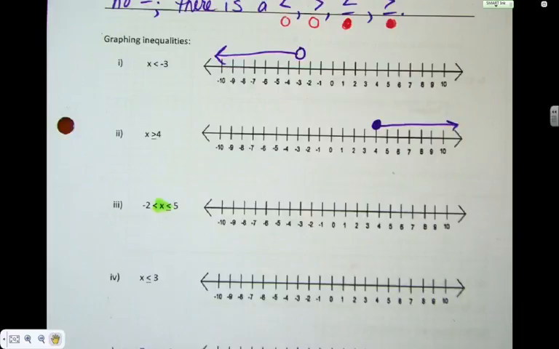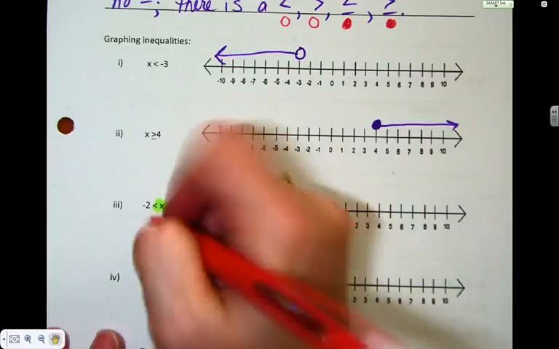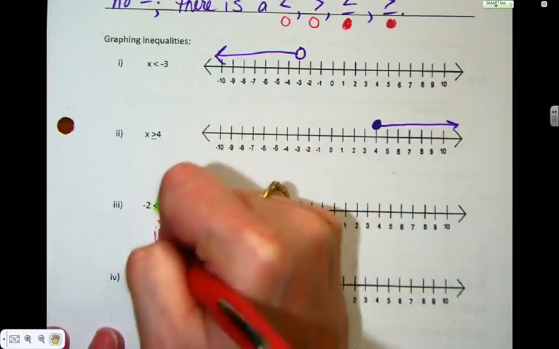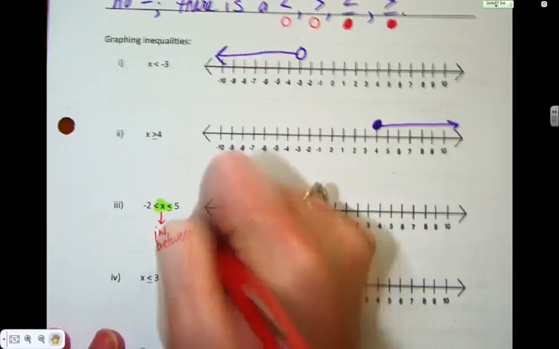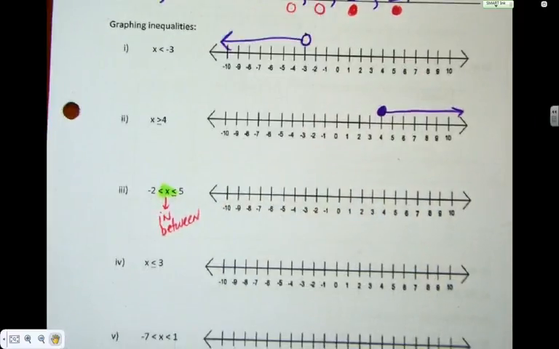X is less than 2. Yeah, but there's a shorter English word that means that. In between. High five to Ethan. That's what we're saying in English. We're saying x is in between -2 and 5. It's a short way to say in between.